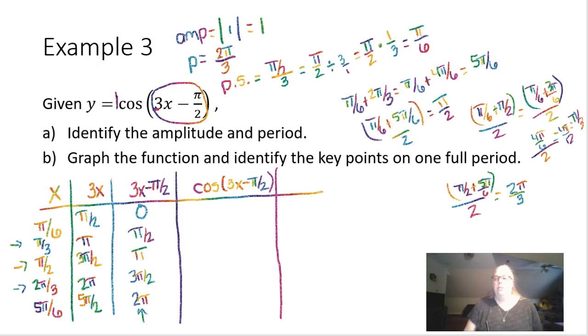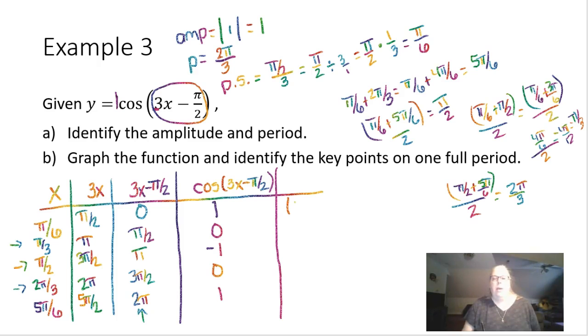And the next thing we're going to do is take the cosine. The cosine at 0 is 1. The cosine at pi over 2 is 0. The cosine at pi is -1. The cosine at 3 pi over 2 is 0. And the cosine at 2 pi is 1.